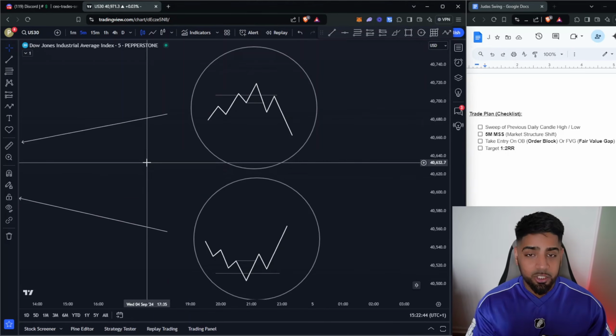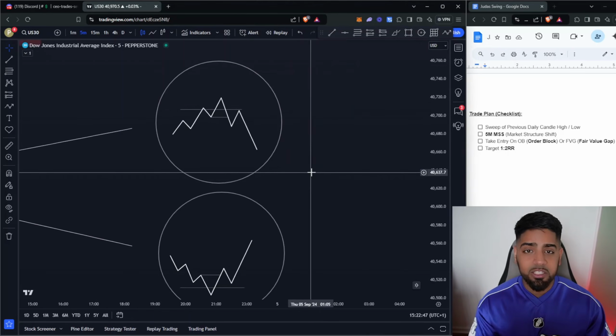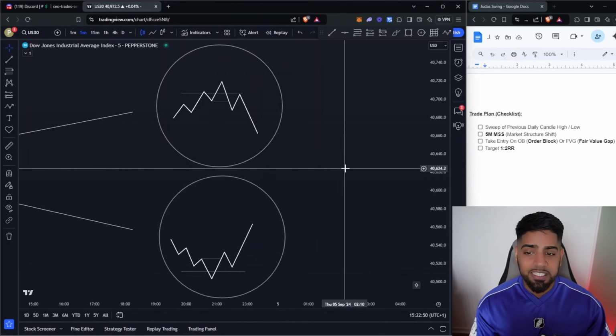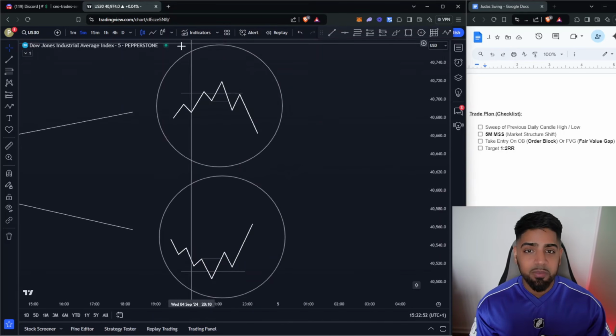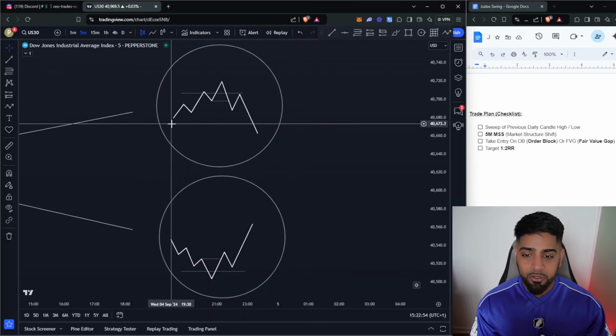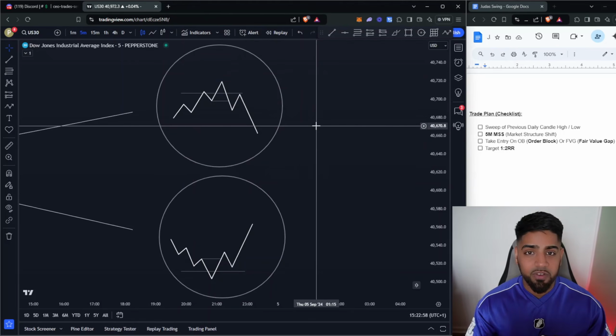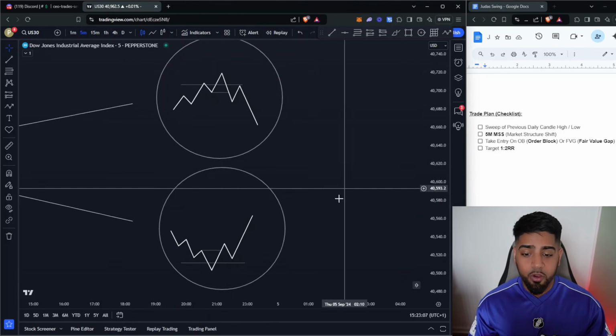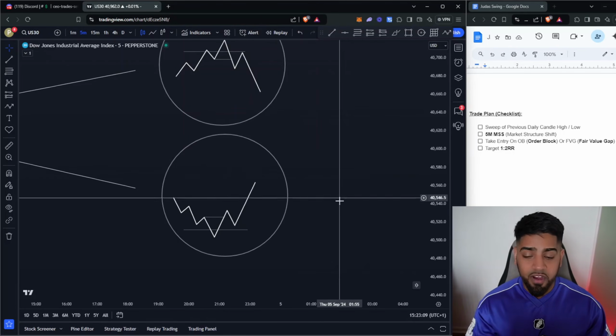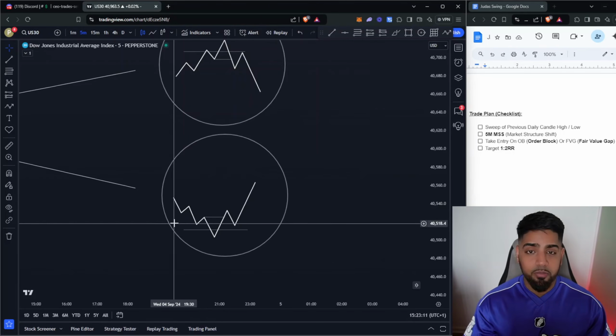Once we get a sweep, then we're simply going to be looking for a 5-minute market structure shift. So as we can see from this diagram, if we sweep the high of the previous daily candle, then we're waiting for a 5-minute market structure shift where price flips from bullish to bearish. Now on the flip side, if we sweep the low first, then we're simply waiting for a 5-minute market structure shift where price flips from bearish to bullish.